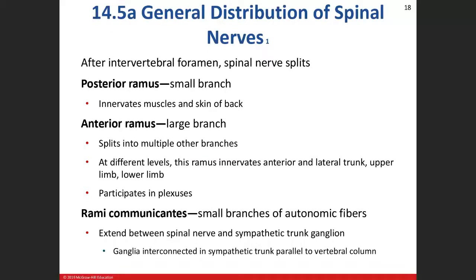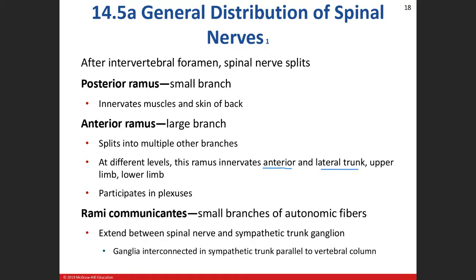It depends on where these rami are coming off of. If they're coming off the cervical spinal cord, or the lumbar and sacral spinal cord, they're going to innervate the other parts that are left over. So what's left over from the back? The anterior part of your trunk, the lateral part of your trunk, and your limbs. That's what the anterior ramus is going to innervate: the front and side of the trunk, and then your upper and lower extremities.